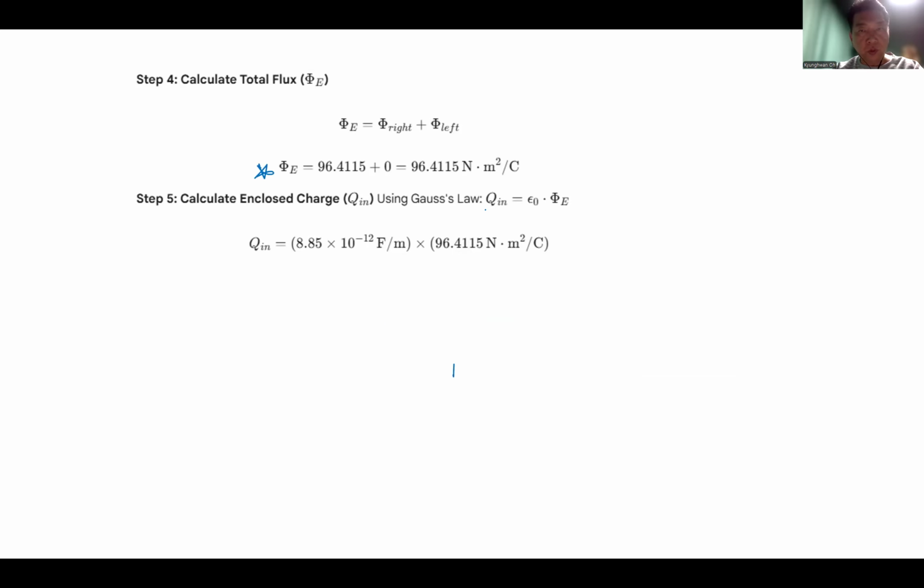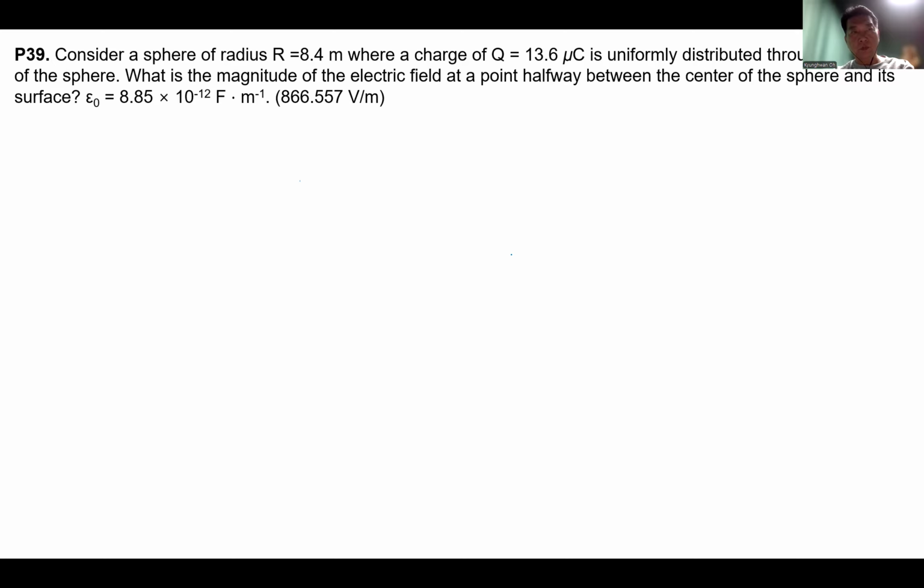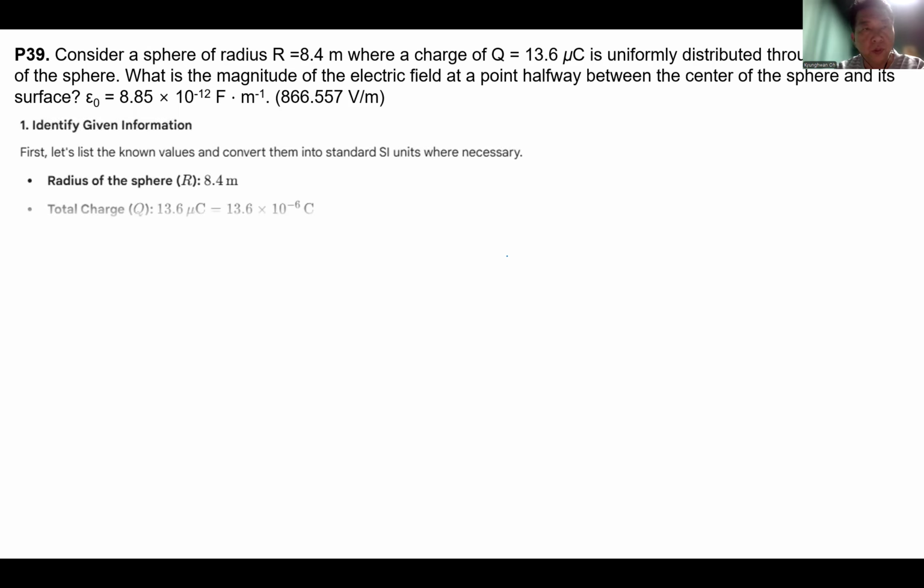And this should be equal to this one, okay? So that charge is calculated from the electric flux times epsilon 0. Okay? And then that's your answer. And then let's try to think about what is going to happen here.